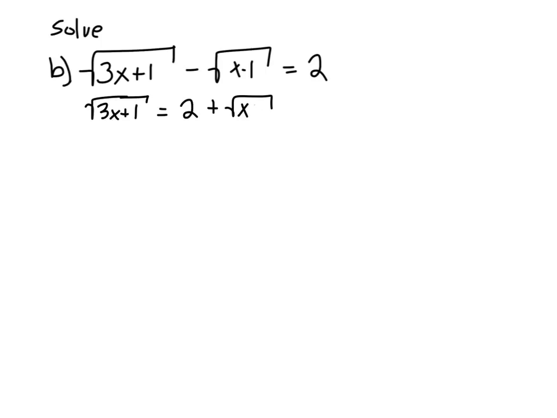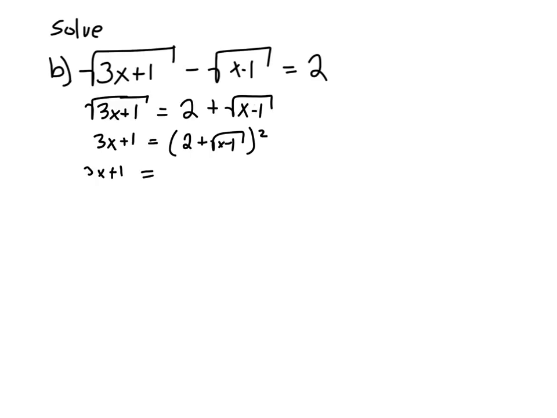Okay, so x minus 1. Alright, so I'm going to square both sides, so I'll end up having 3x plus 1 equals 2 plus the square root of x minus 1, squared. Okay, 3x plus 1. So now I need to go ahead and square this out.